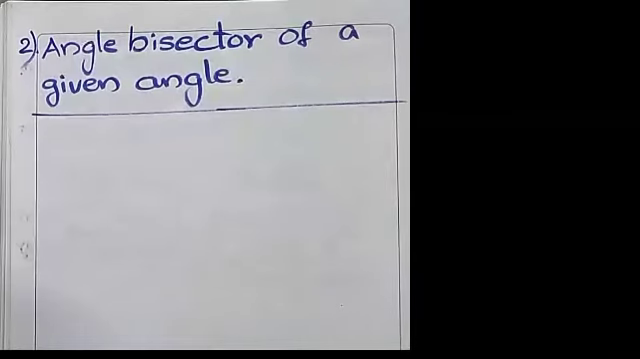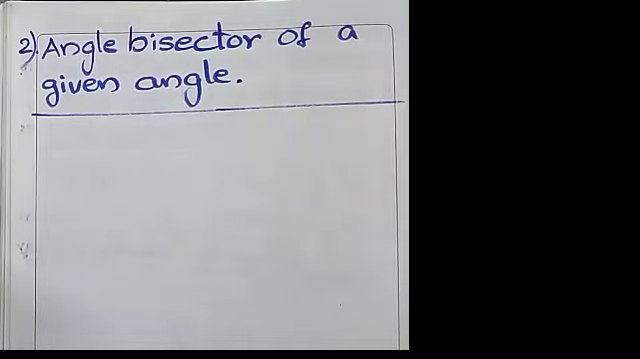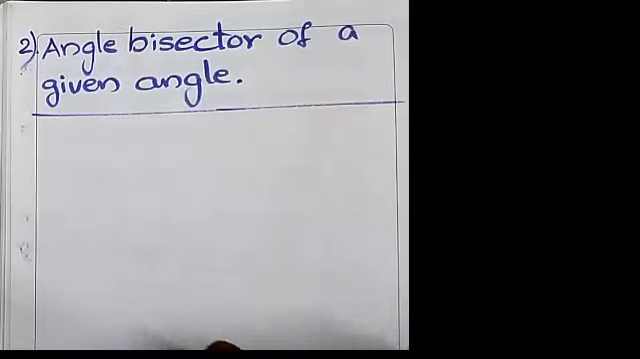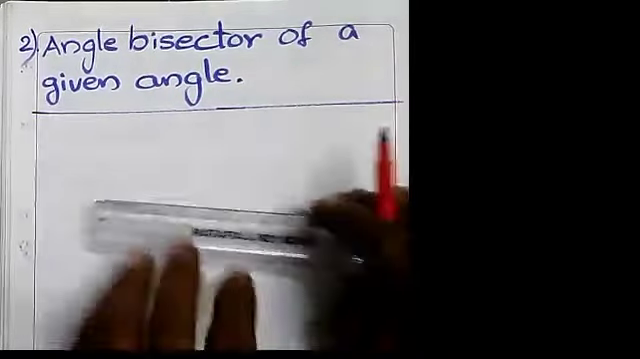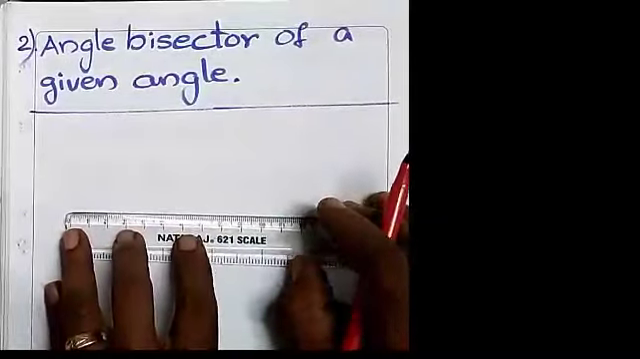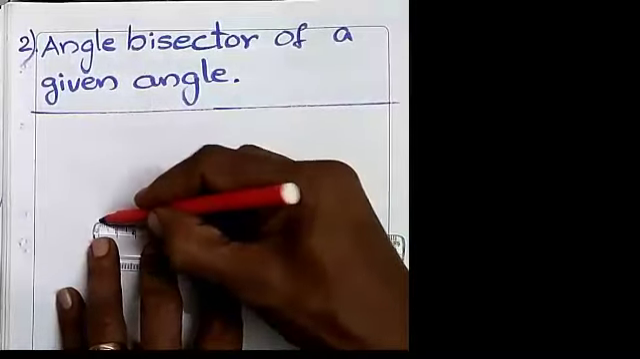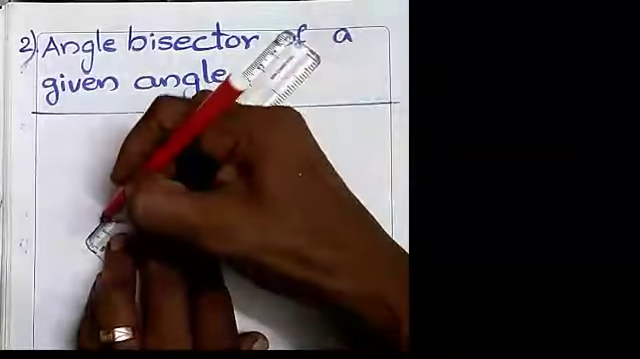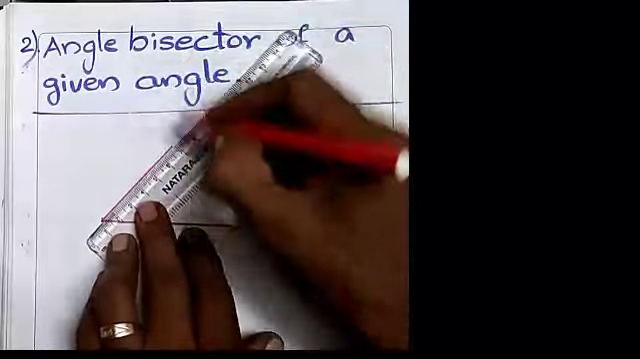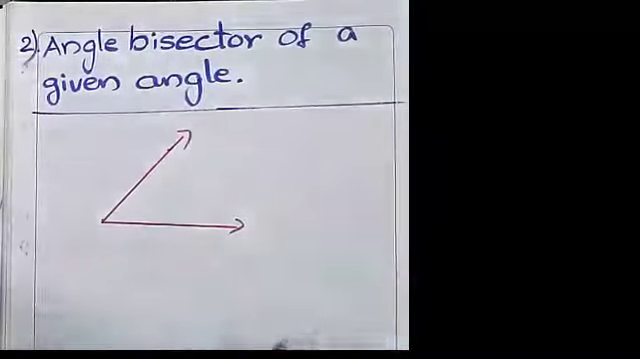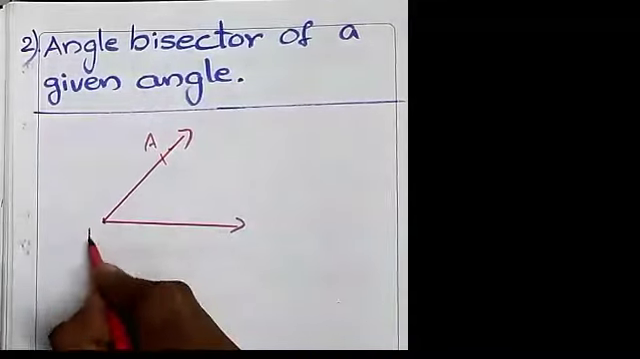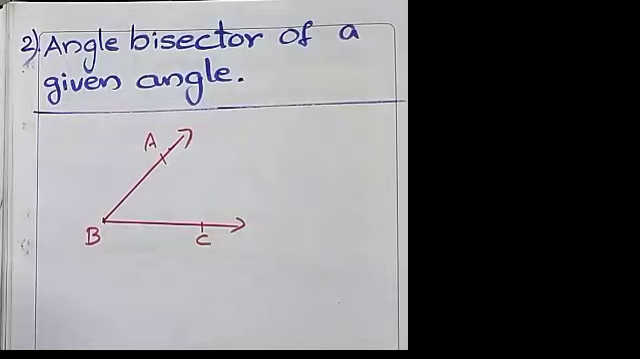Next, angle bisector of a given angle. Angle bisector means we are going to divide one angle into two equal parts. First, one angle is given, so we are drawing one angle of any measure. Suppose it is an acute angle. Now we can name this angle ABC: this is point A, vertex B, and here it is C. So angle ABC is ready.